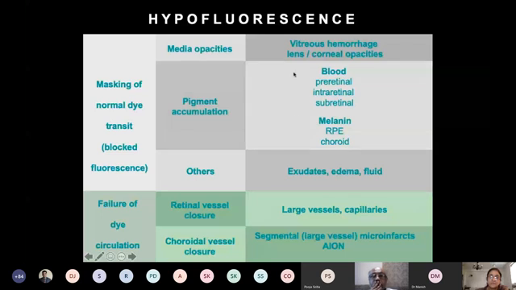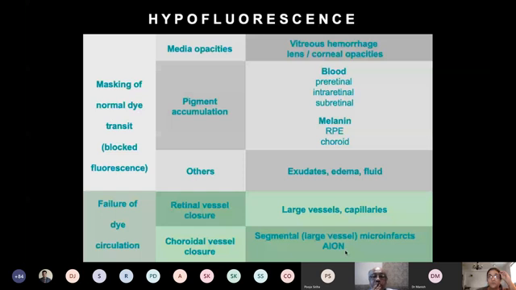The other reason for a hypofluorescence is where the dye is not able to reach that area, and that is because of capillary non-perfusion. This could be because of retinal vessel closure, or choroidal vessel closure. In conditions like a CRAO, the dye does not reach the retinal arteries, and the arteries themselves appear dark and hypofluorescent. So we have to be sure whether the hypofluorescence is because of blocked fluorescence or because of capillary non-perfusion.